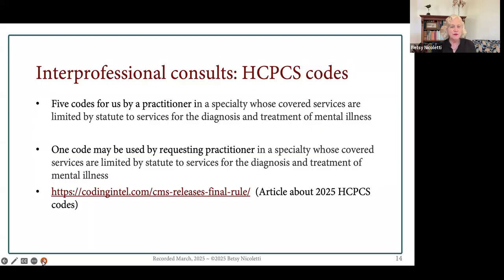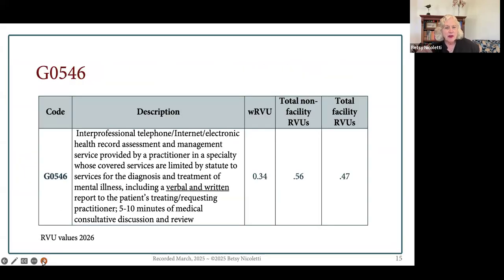So there are 5 codes for use by a practitioner in a specialty whose covered services are limited by statute to the services for the diagnosis and treatment of mental illness. And then 1 code may be used by the requesting practitioner in a specialty whose covered services are limited by statute to services for the diagnosis and treatment of mental illness. So these codes basically mimic the CPT codes, except that their very definition describes the practitioner's specialty who can perform them. Other than that, the definition is the same.